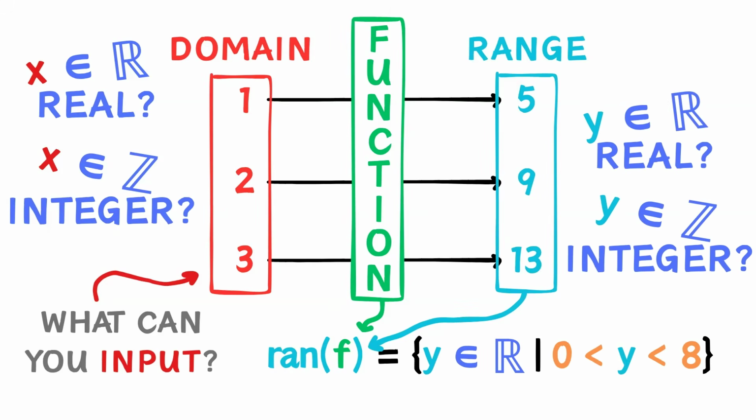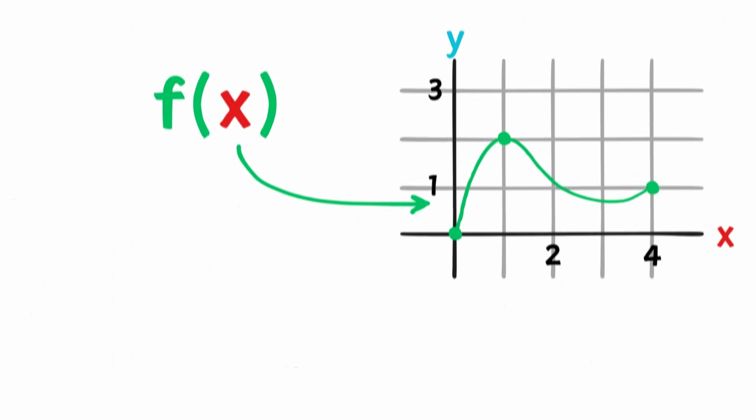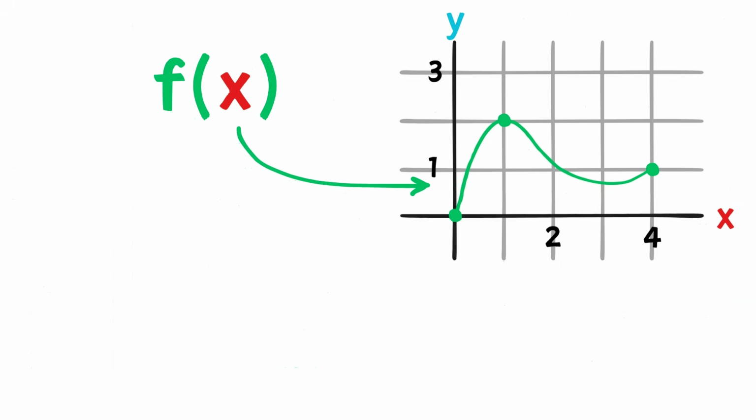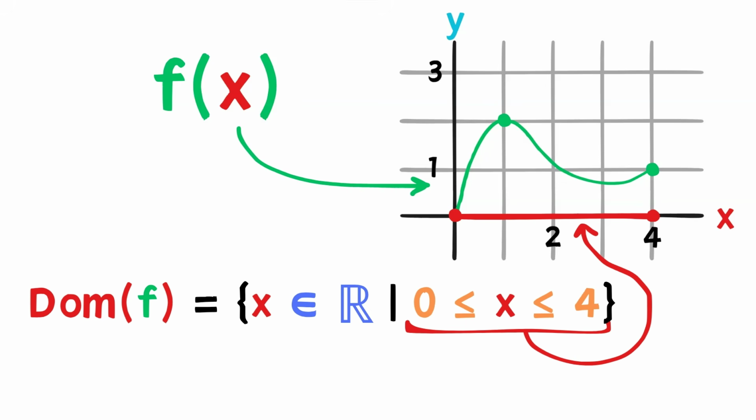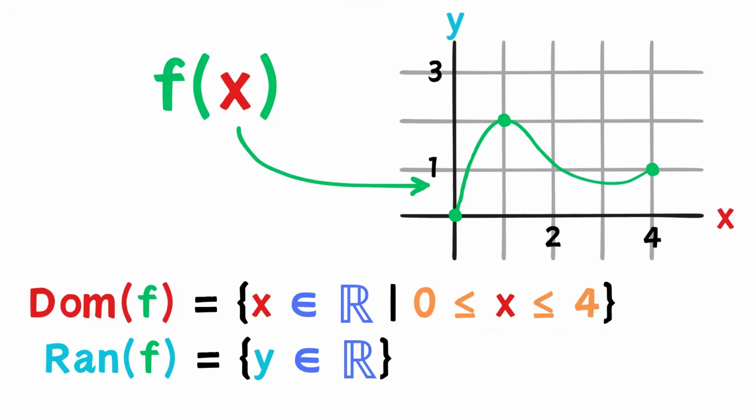Okay, the symbols can be confusing, so let's see what this means. Let's say we have this function, f of x. Here, the domain of f of x is a real number greater than or equal to 0 and smaller than or equal to 4. So what is the range of f of x? Since this is on an xy plane, all the numbers must be real.